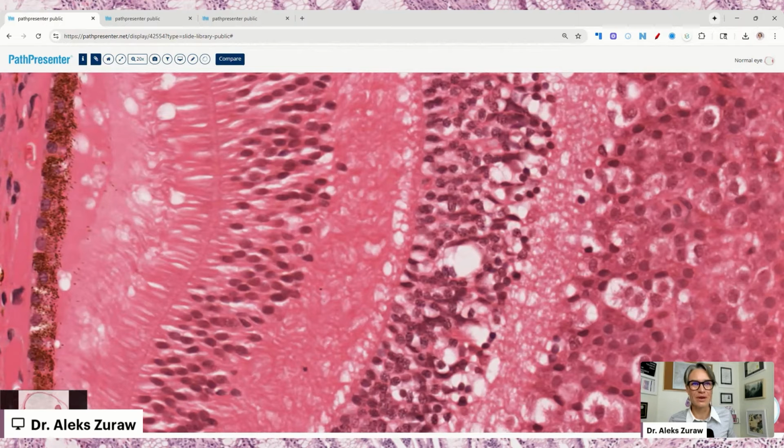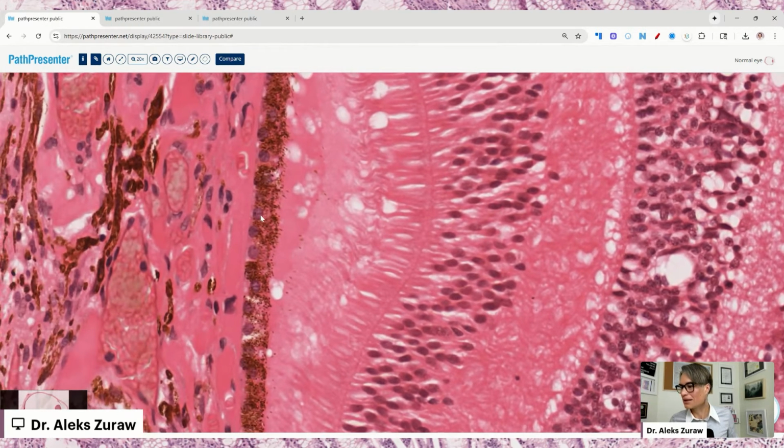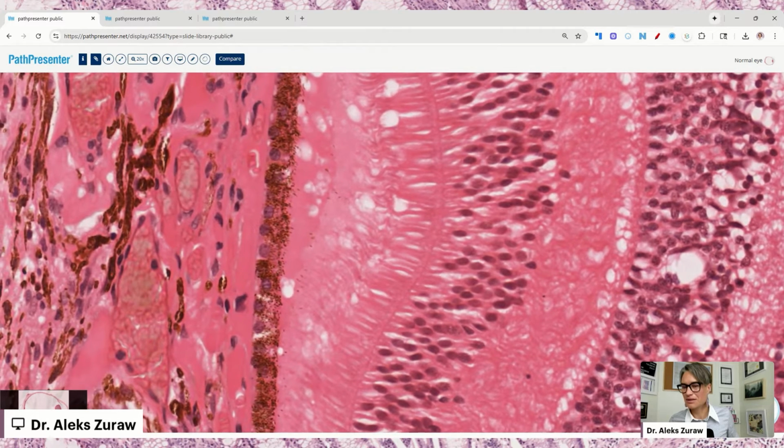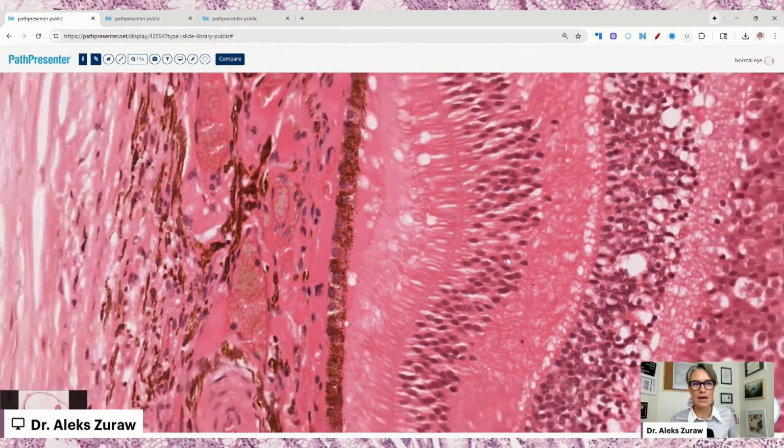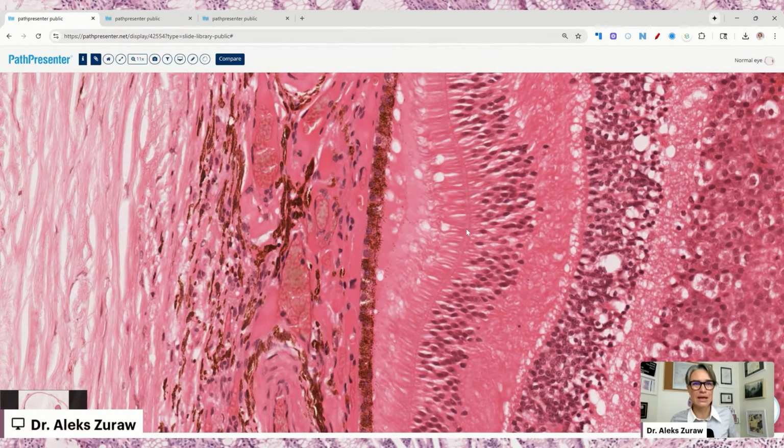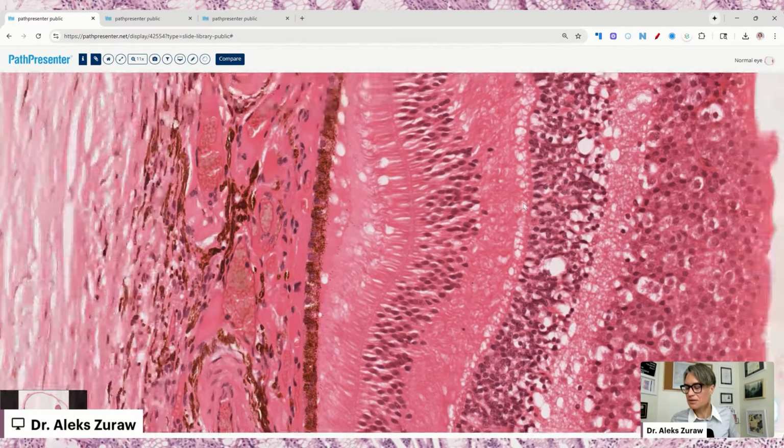But you can see what we have here. So we have the retinal pigmented epithelium. And then we have rods and cones in the photoreceptor layer. And then we have the membrane, we have the outer nuclear layer. So these nuclei are the outer nuclear layer. Then we have the outer plexiform layer, inner nuclear layer.